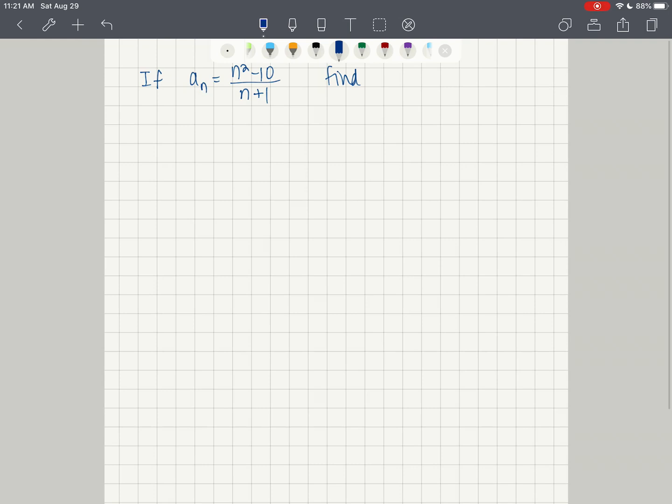Okay, here we have if a sub n is equal to n squared minus 10 over n plus 1. This is an explicit formula. This is explicit because it's not defined in terms of the previous term. We want to find a sub 4 plus a sub 9.